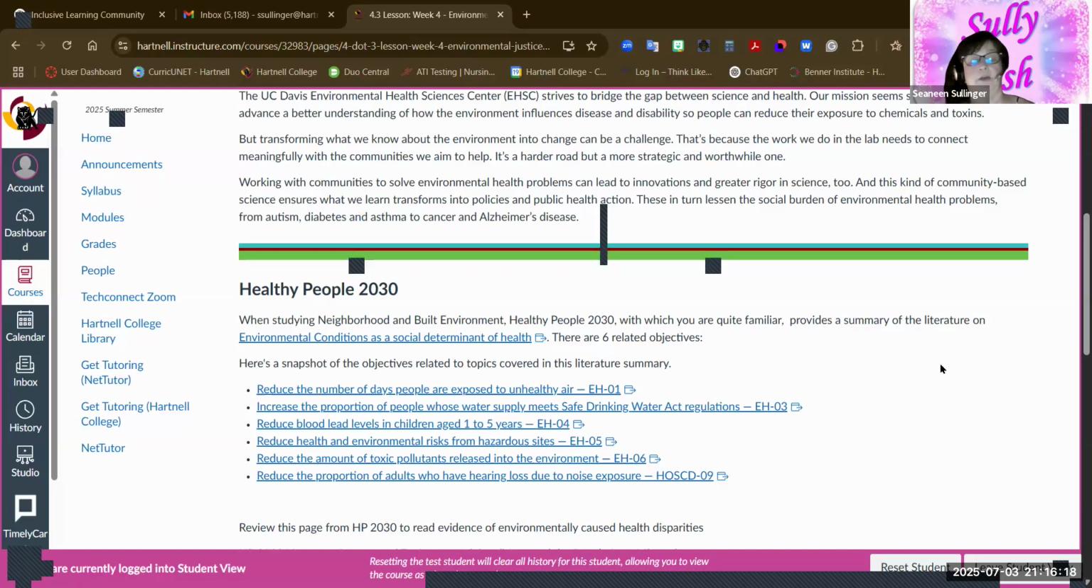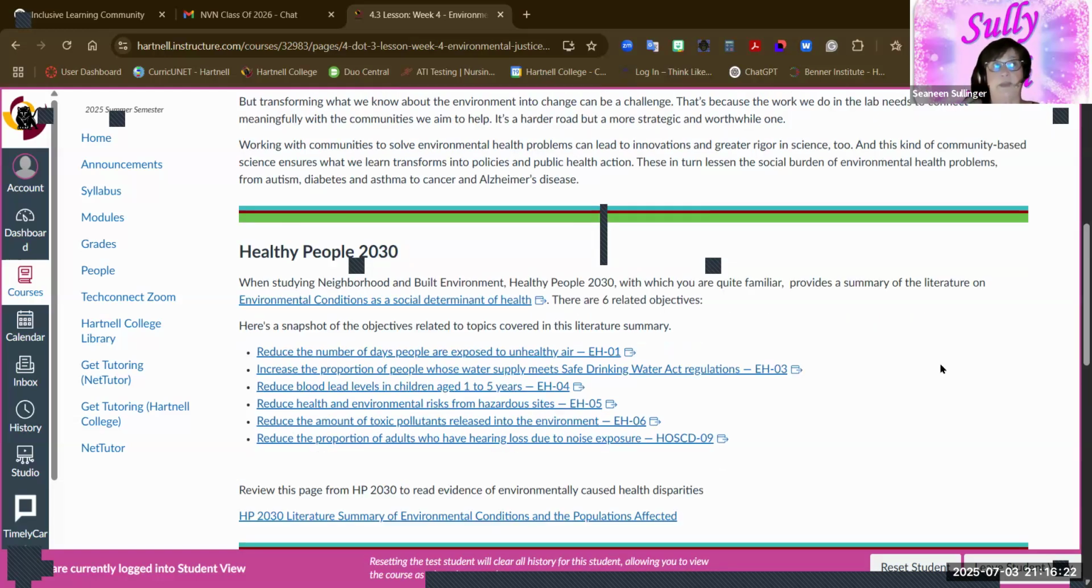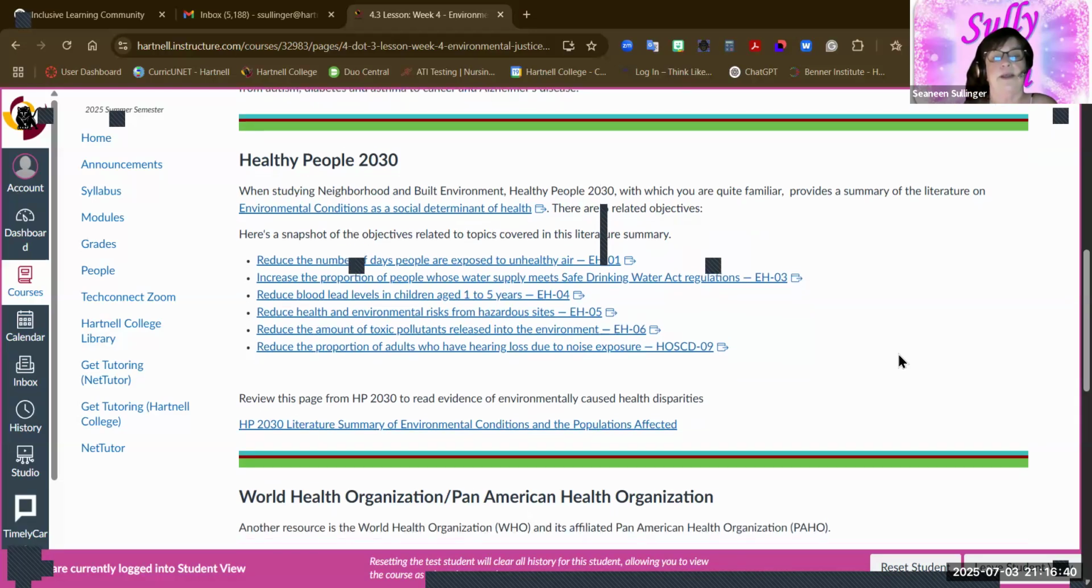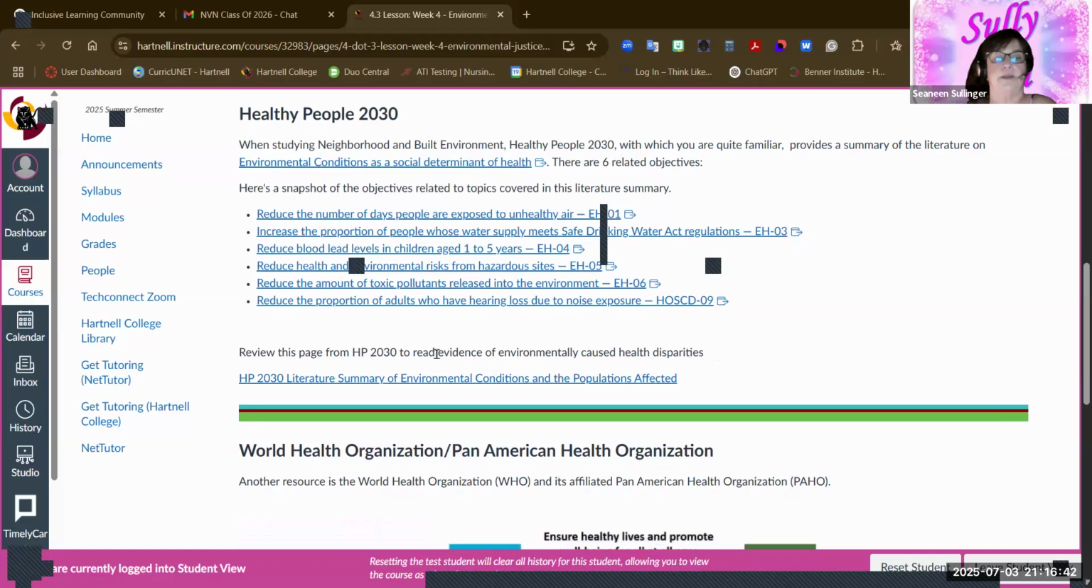And then back to Healthy People 2030. This is a summary of literature. It's basically like a literature search, a review of the literature about environmental conditions as social determinants of health. And so these are those objectives that are related to that. So if you're interested in those, you can take a look at those. And then also this is the page where all of that information was found.